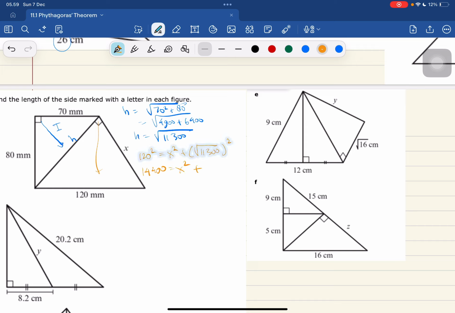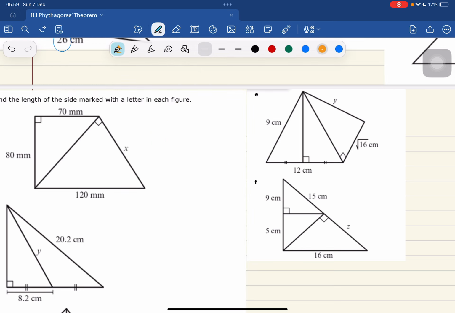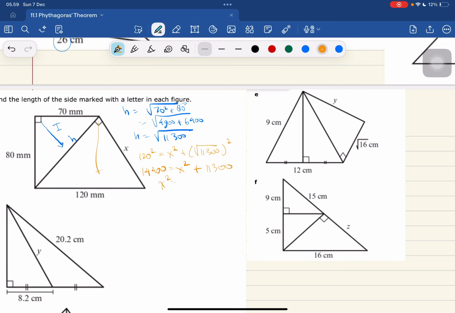If we square the square root again, that is going to be the number inside the square root. This is 11,300. So x squared equals 14,400 minus 11,300, which is 3,100. So x is the square root of 3,100. So this x will give us an answer of 55.7 millimeter units.